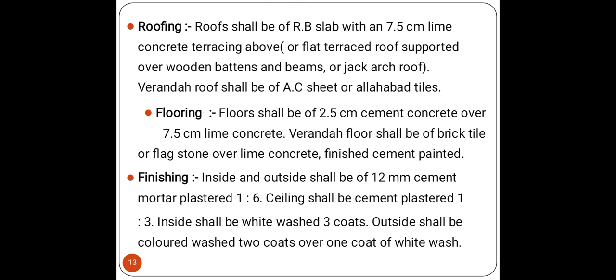Next, roofs shall be of RB slab with 7.5 centimeter lime concrete terracing above, or flat terraced roof supported over wooden battens and beams, or jack arch roof. The veranda roof shall be of AC sheet or Allahabad tiles. Flooring shall be of 2.5 centimeter cement concrete over 7.5 centimeter lime concrete. Veranda floor shall be of brick tile or flagstone over lime concrete, finished cement painted.